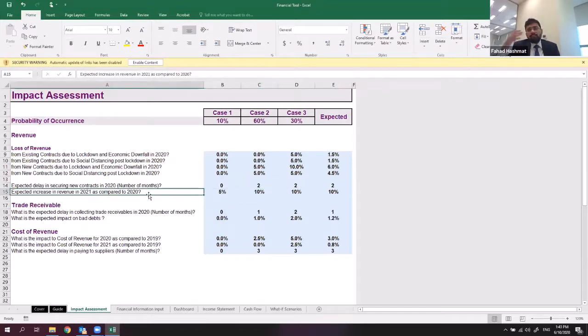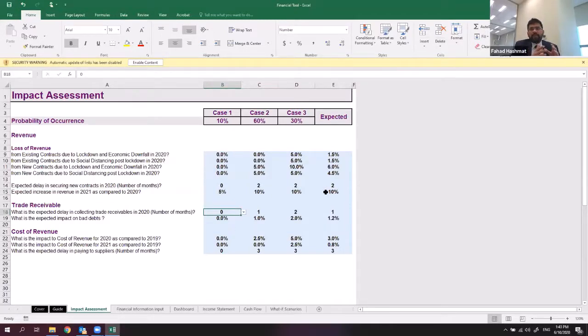And then we can forecast 2021, which will be the year after this year. If you're expecting any sort of increment, or the business will resume or will revert back to the old levels, that percentage could be factored in here. So over here, we're just talking about the revenue and mainly looking at the loss of revenue and the timing, the delay in securing these contracts.